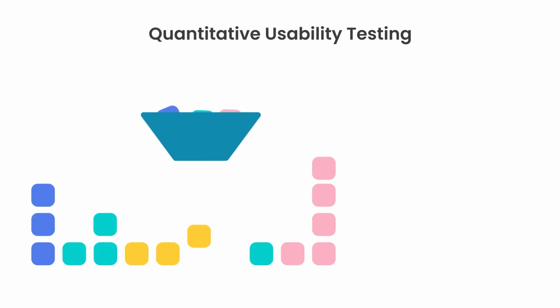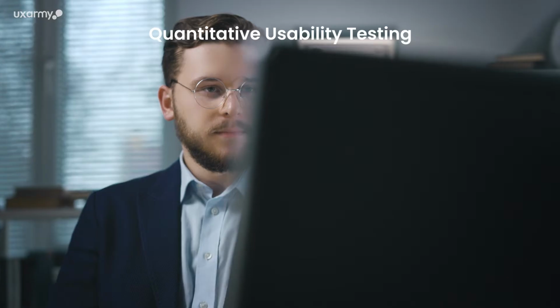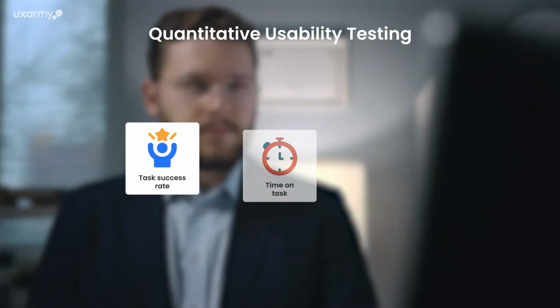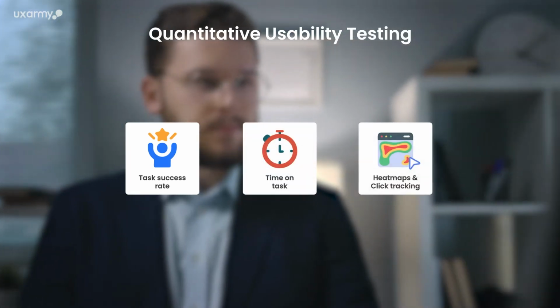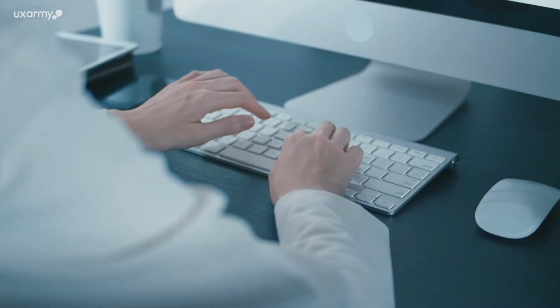Quantitative usability testing collects measurable numerical data that helps identify patterns and trends in user behavior. Some key metrics are task success rate, time on task, heat maps, and click tracking. These metrics help teams understand what's working, where users struggle, and how to optimize the user experience.